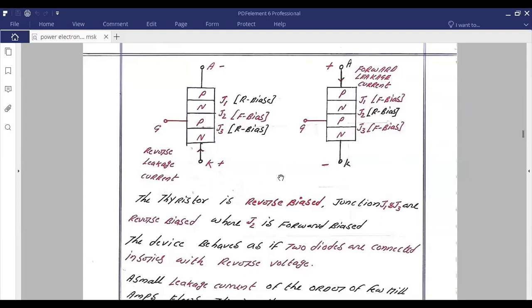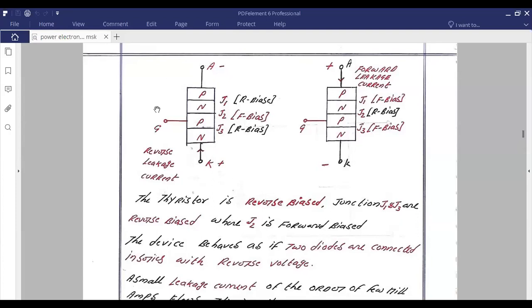Yes, sir. Okay, so here you have this as the forward mode of operation. In this, positive potential is applied to the anode and negative potential is applied to the cathode. In this case, J1 and J3 are forward biased and J2 is reverse biased. As there is a reverse biased junction, only a small leakage current flows through the device. This leakage current is not the required current through the device. So we may consider the device to be in the forward blocking mode. Okay, is it clear with this?